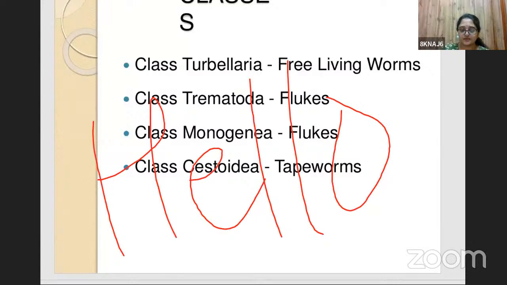So when it comes to the classification of phylum Platyhelminthes, there are 3 classes according to certain investigators or certain scientists.